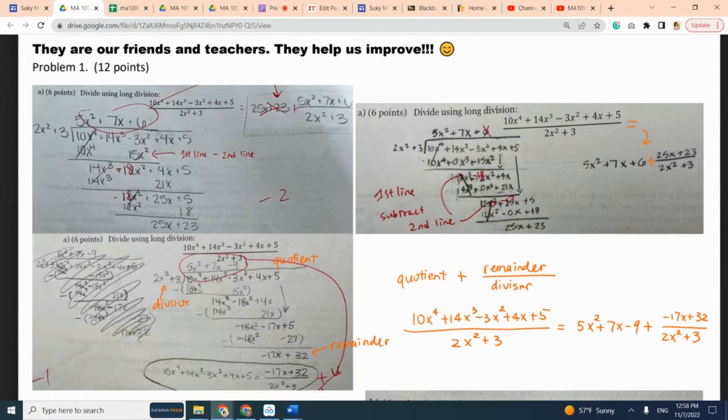Okay. So here, use the first line, subtract the second line. And here, use the first line, subtract the second line. All right. And at the end, you put plus. This is plus: quotient plus remainder over divisor. Yes. And then right here, this is divisor, this is quotient, this is remainder. Okay? And so be careful, this is wrong. This fraction equals the quotient plus the remainder over the divisor. Okay, so be careful.